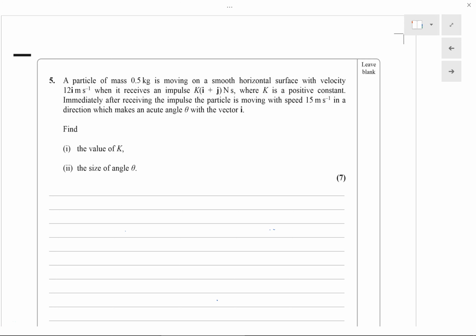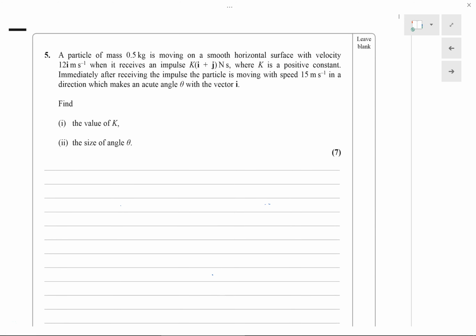Part 2 of the International Pearson's Edexcel M2 paper, June 14, question 5. It's an impulse question. They do like to try and think of different kinds of angles, no pun intended, for questions, and they try and mix it up a bit. This time we're given the fact that it's going at 12i and it's subject to some impulse coming in this direction.